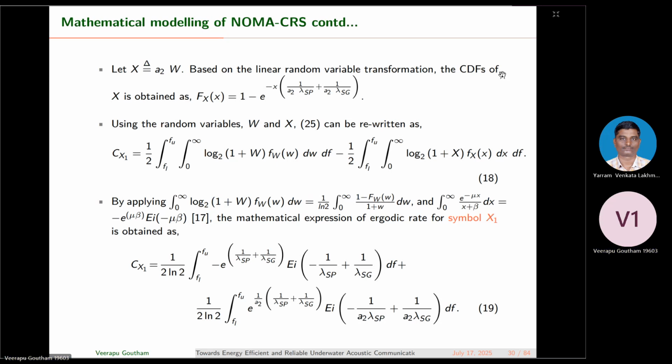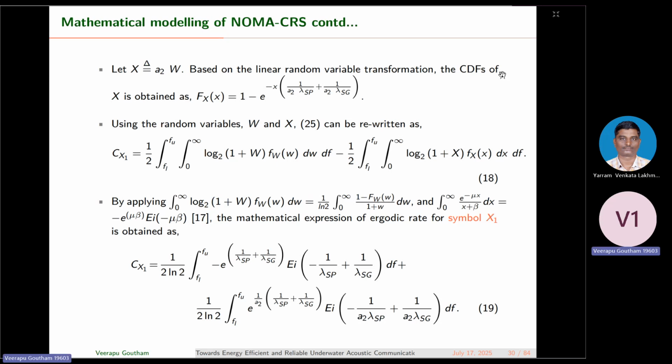Okay. Here, this is the one I need to find out. My channel capacity is nothing but this equation number 18. Directly finding this integration is difficult. What we are doing, we are using some mathematical approximations. Based on these two approximations, we found the analytical expression as this one. Okay, C_X1 over the bandwidth, the lower frequency to upper frequency, is given with equation number 19.